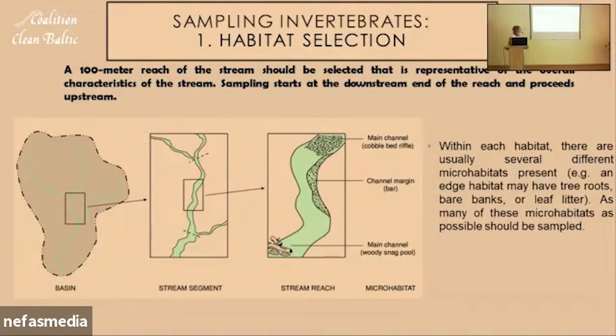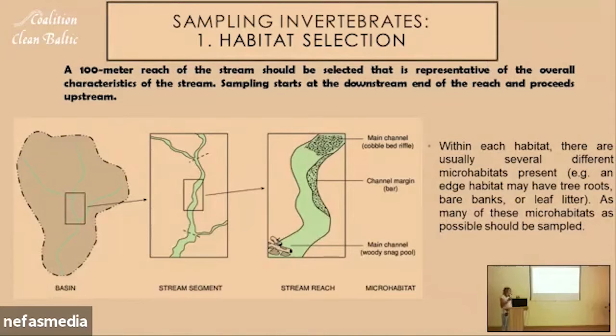Okay, and here you can see, for example, if you try to investigate flowing water like streams or rivers, you need to choose habitats, or rather you need to know how many habitats you need to study and which habitats you need to collect.